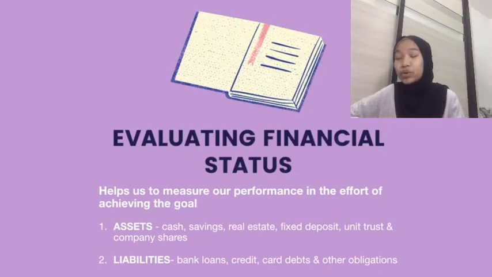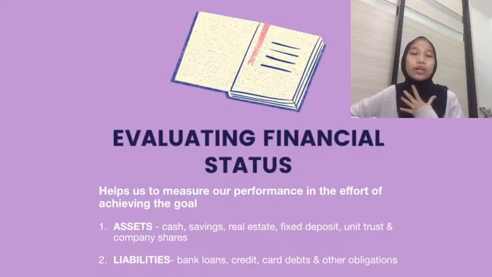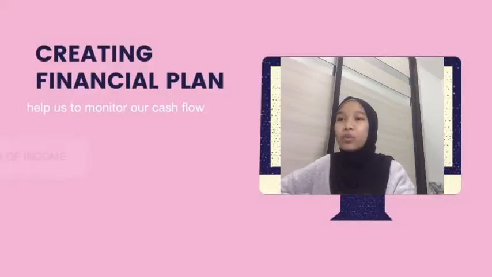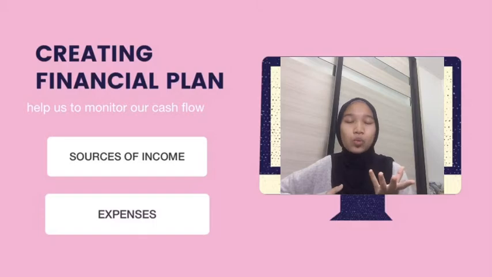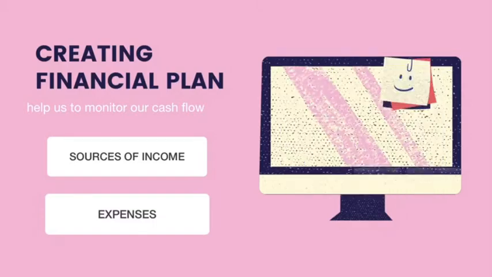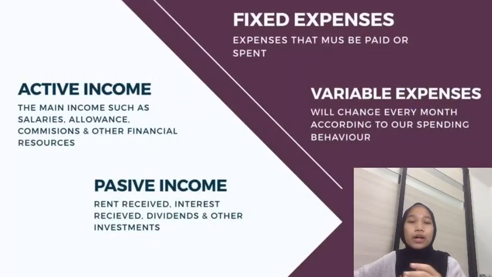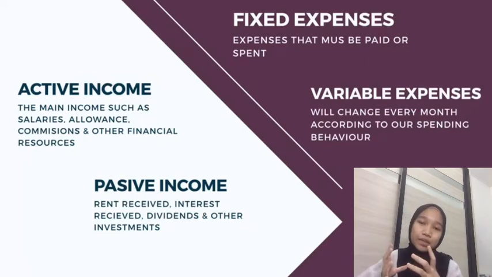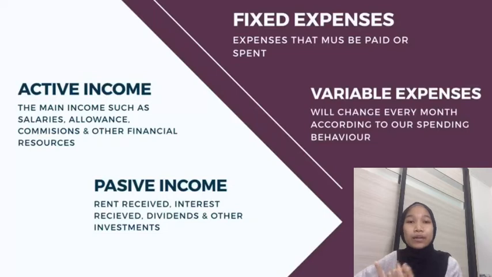Then, we need to create financial plan which helps us to monitor our cash flow. Before that, I would like to explain what is income and what is expenses. So there are two types of income, which are active income and passive income. Active income is the main income such as salaries, allowance and commission, while passive income is rent received, dividend and interest received.